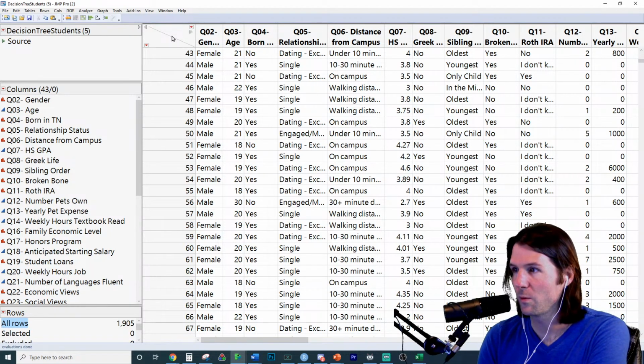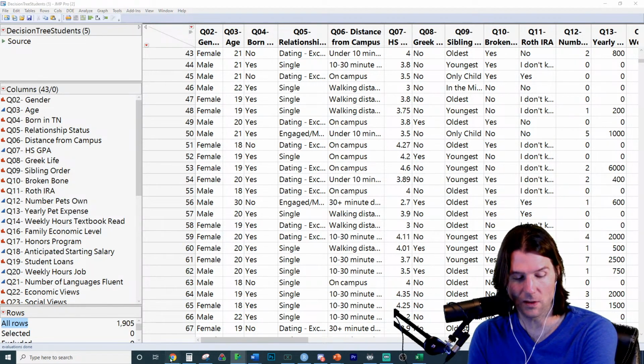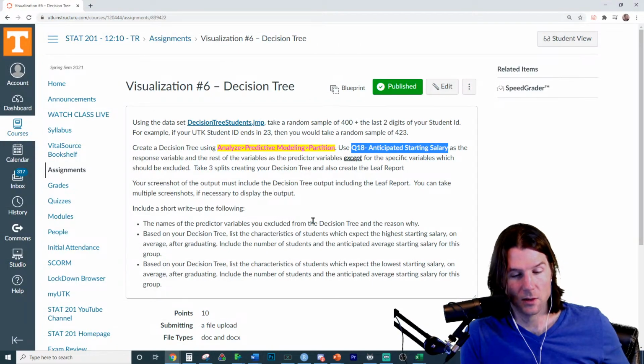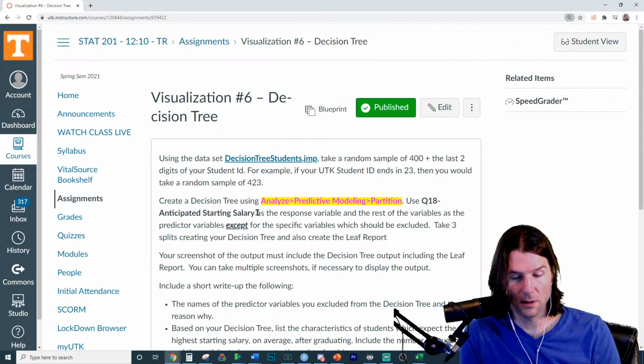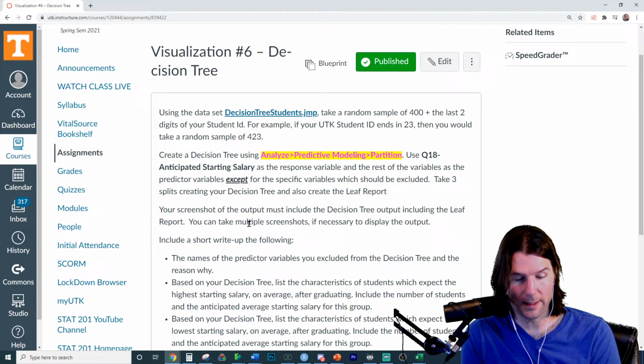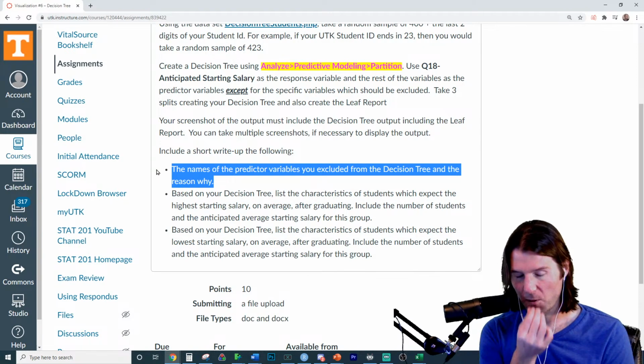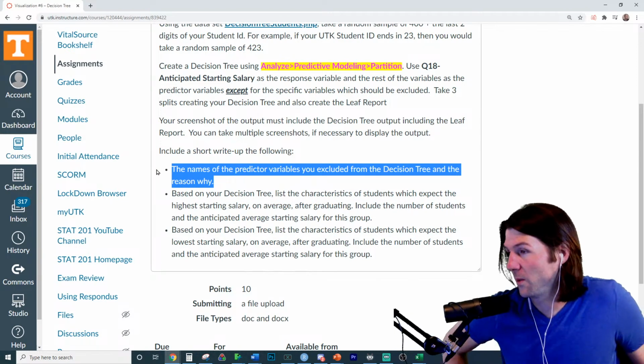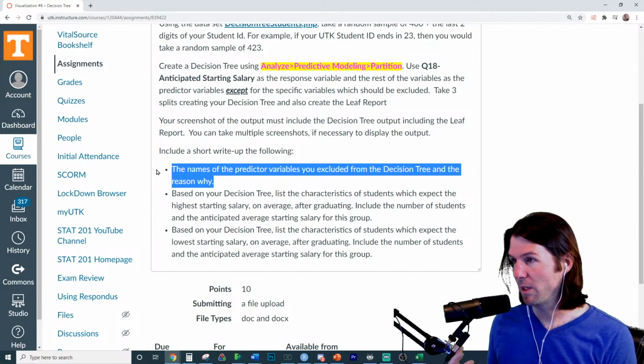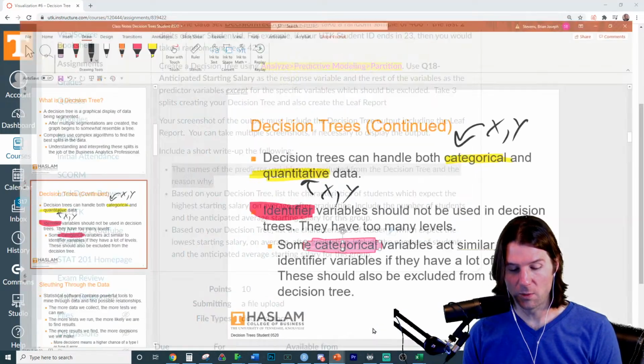So now we have, with those removed, we do need to mention those. Let's go back and look at our write-up right here. Okay, we need to do the splits. So include a short write-up, the names of the predictors you excluded and the reason why. So we've already got that done. So we should talk about that and explain why. And the explanation why is basically over here.